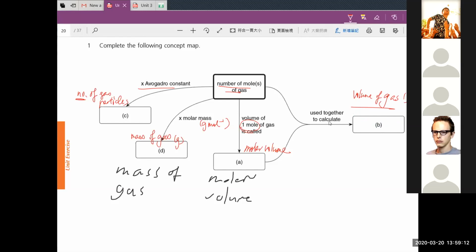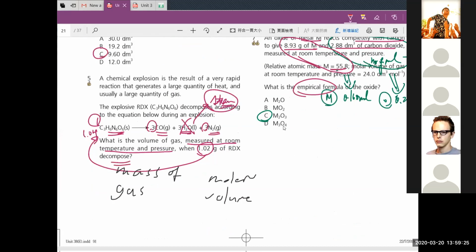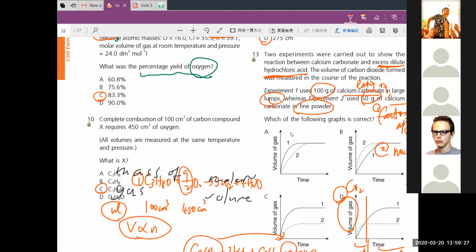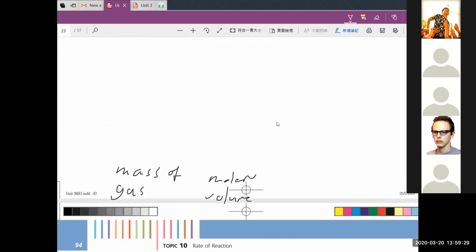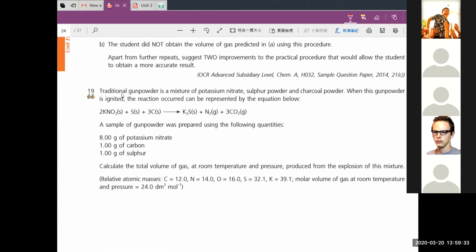So, I would like you guys to try it out. Question 19. I don't know whether or not you still remember what that is. Question 19. Double thumbs up here. You will see that question.